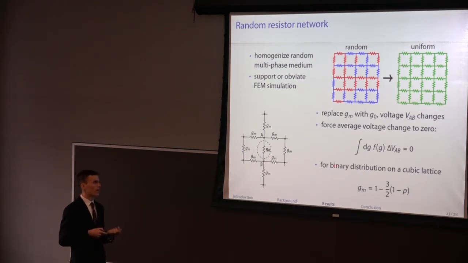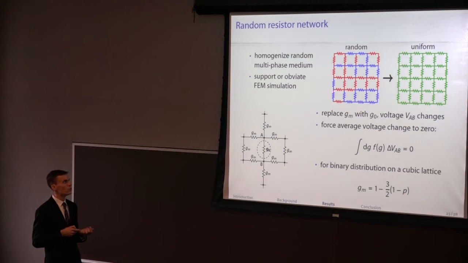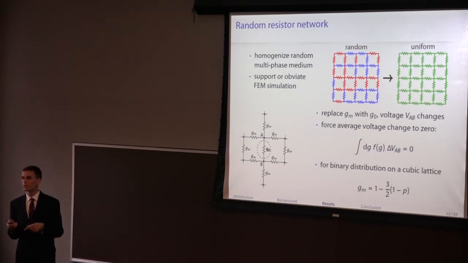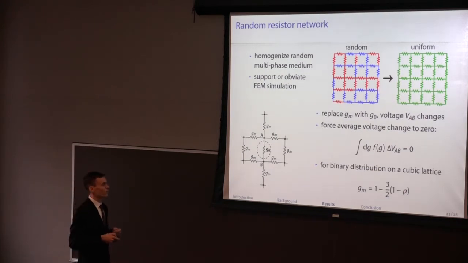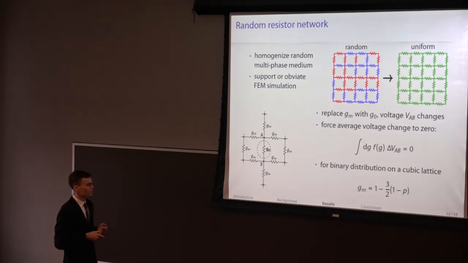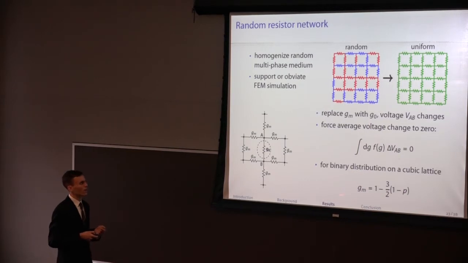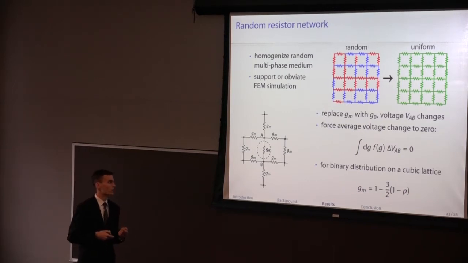And so if we had a simple case where we just had two different conductances, 1 and 0, so just either a bond or not, where we're choosing with probability p, we can arrive at nice little formulas like this.